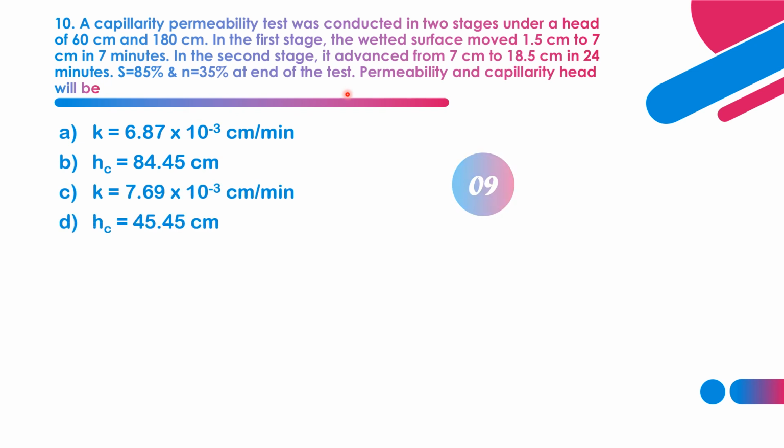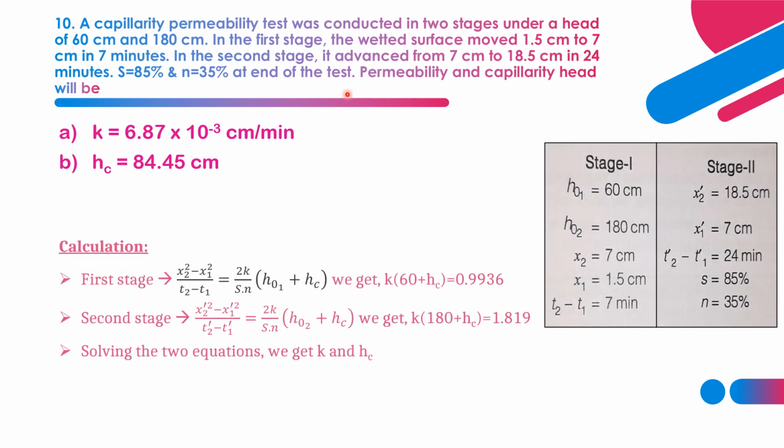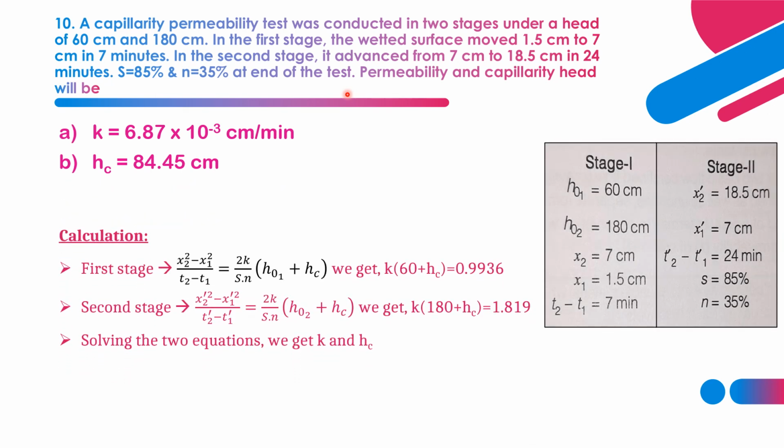So permeability and capillarity head we can find using this capillarity permeability test, one of the important tests apart from constant head and variable head permeability tests. Here the correct options are A and B. We shall see how these are calculated. A simple equation is to be followed here.